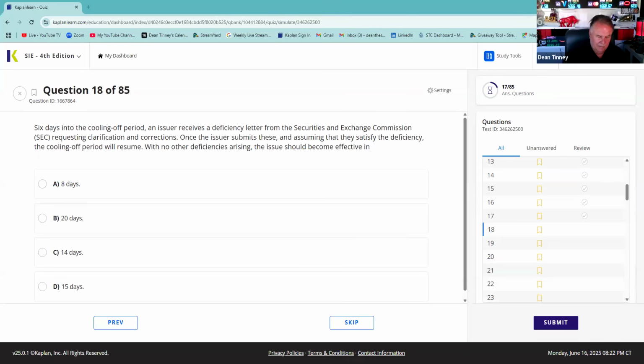So they say, you know what, we think investors should have some more information. And we say, aye, aye, right? The SEC says they'd like us to do something. We say, yeah, well, no problem. We're more than happy to do it. Once the issuer submits these, assuming they satisfy the deficiency, the cooling off period will resume. With no other deficiencies, the issue should become effective.